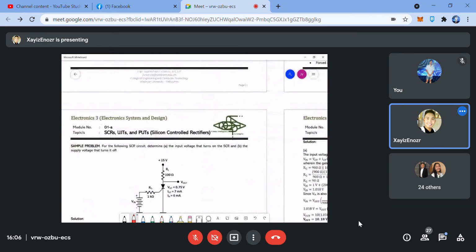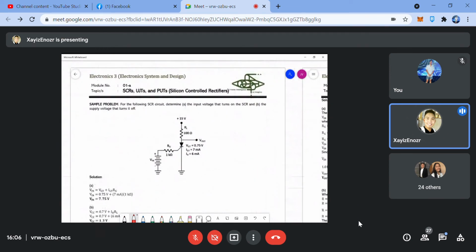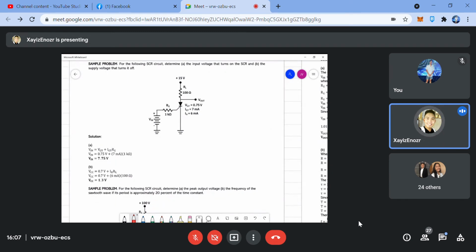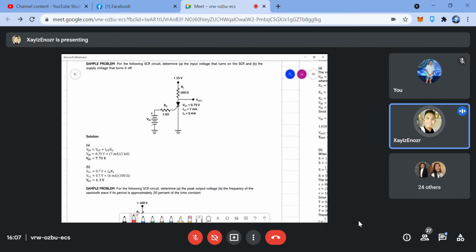Yan. Ito, let's see kung paano siya i-apply. For the following SCR circuit, determine the input voltage that turns on the SCR and the supply voltage that turns it off. So may SCR circuit tayo dito. So ito SCR ha.